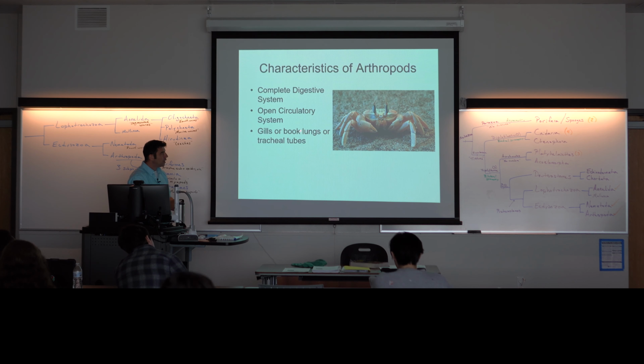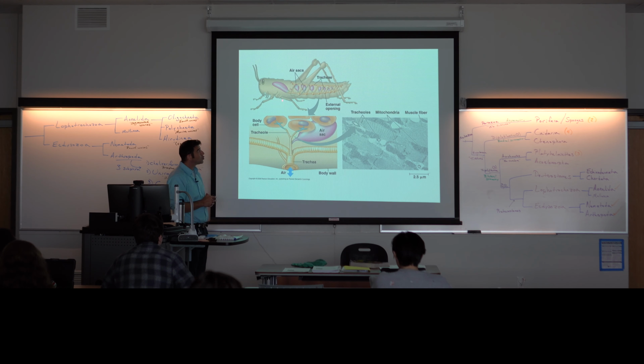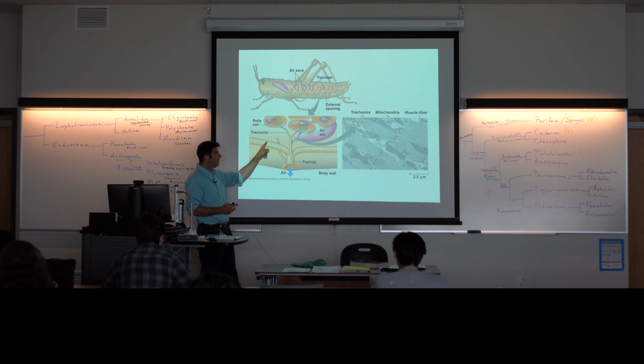So going back, gills or book lungs are two modes in which we see gas exchange take place in arthropods. Another way of gas exchange is through these tracheal tubes. Let's look at a picture. Here are these tracheal tubes all along the body of an insect, in this case a grasshopper. There are openings that connect that hollow chamber of the inside of the grasshopper to outside air.